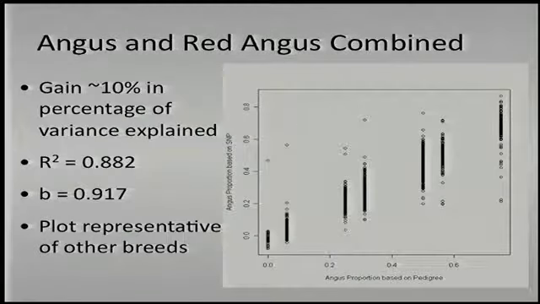So going forward, basically, we combined Angus and Red Angus into one composite breed. As a result of that, we ended up getting our accuracy up to something comparable to the other breeds. We were able to predict that pedigree-based breed composition with about the same accuracy as for the other 5 breeds. And the regression was also similar to the other breeds. And this is the plot we got for that composite.